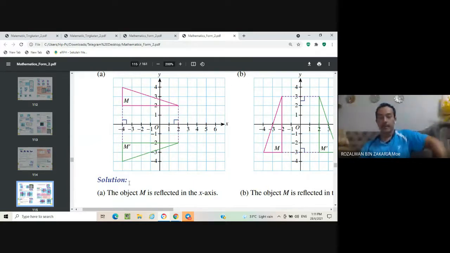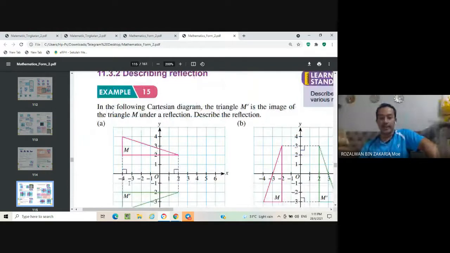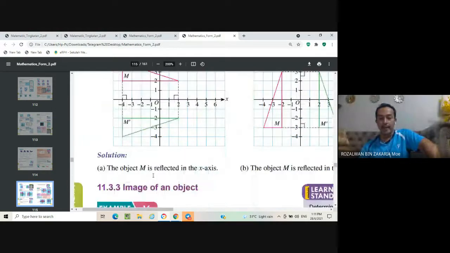So we can describe this reflection as: the object M is reflected in the x-axis, because the axis of reflection is on the x-axis. Okay, so that's the answer for A.